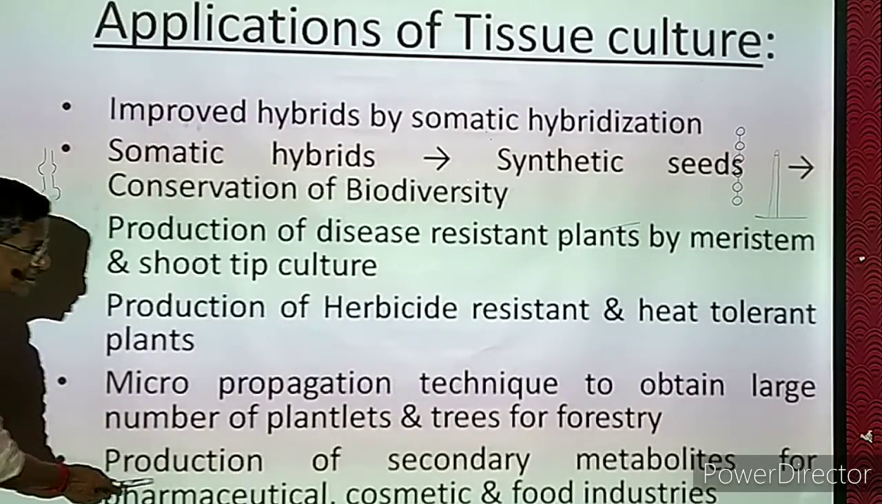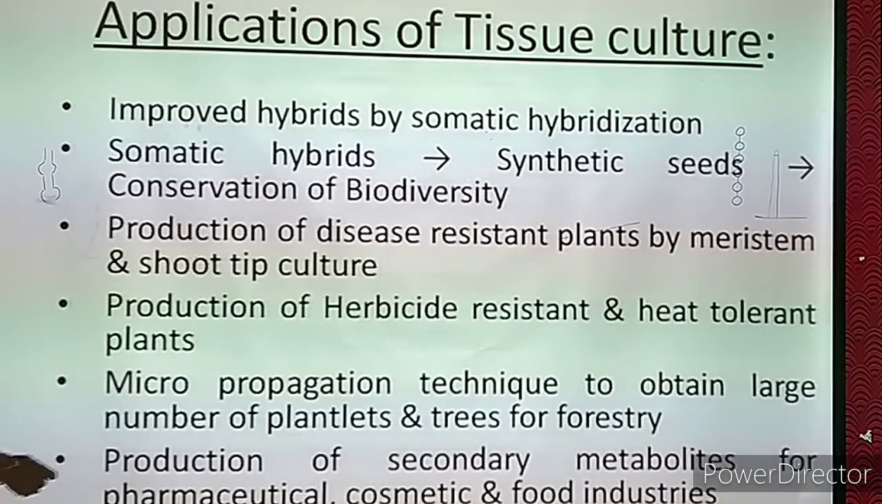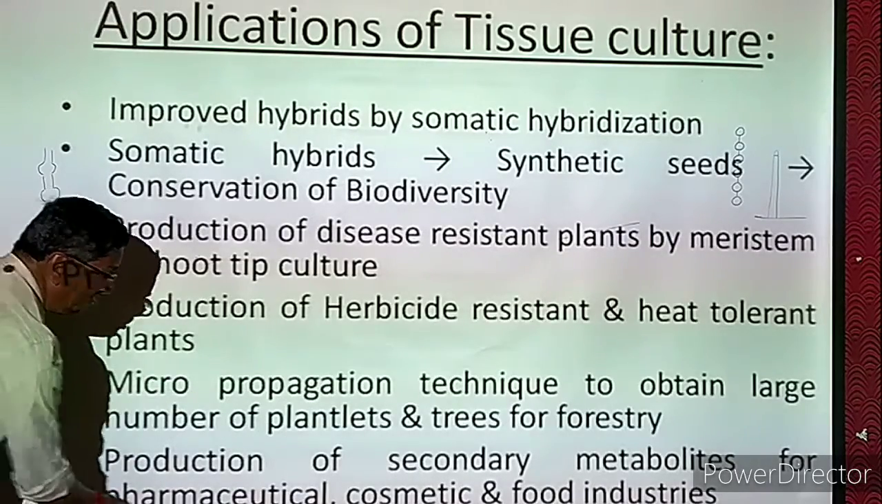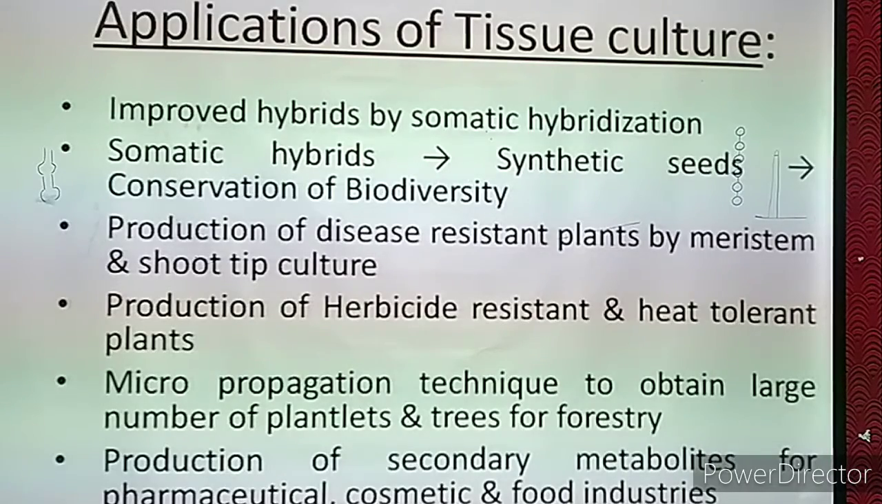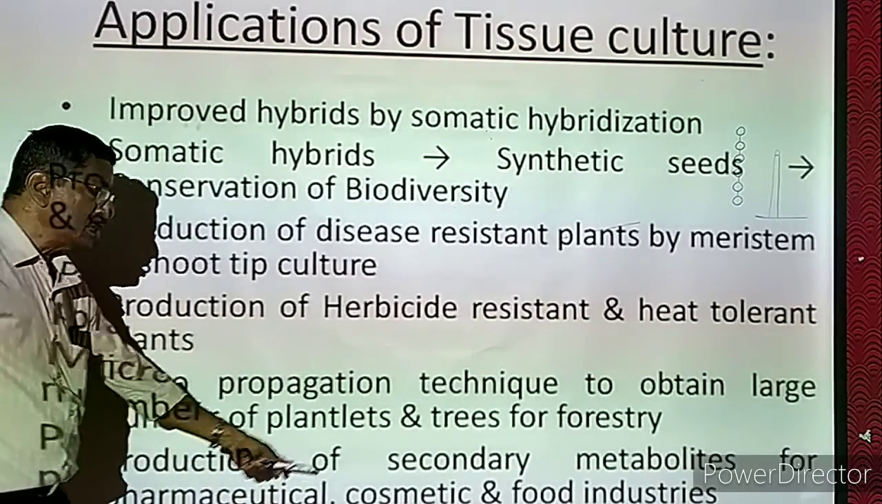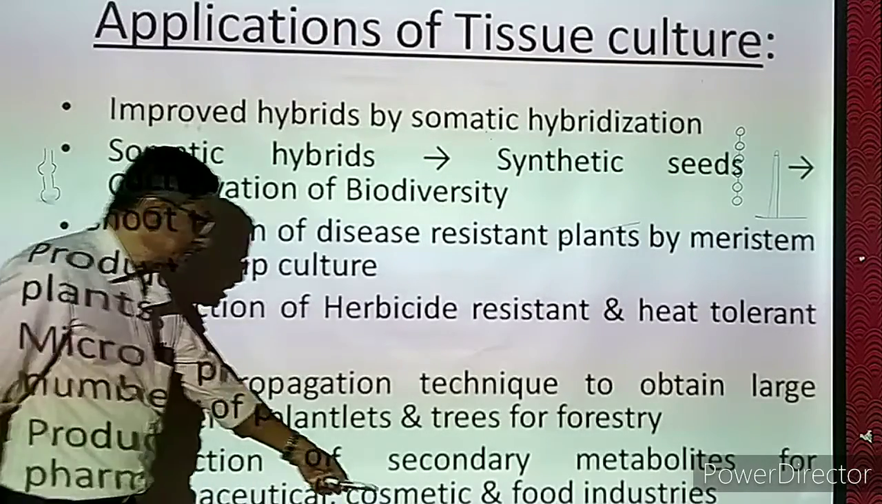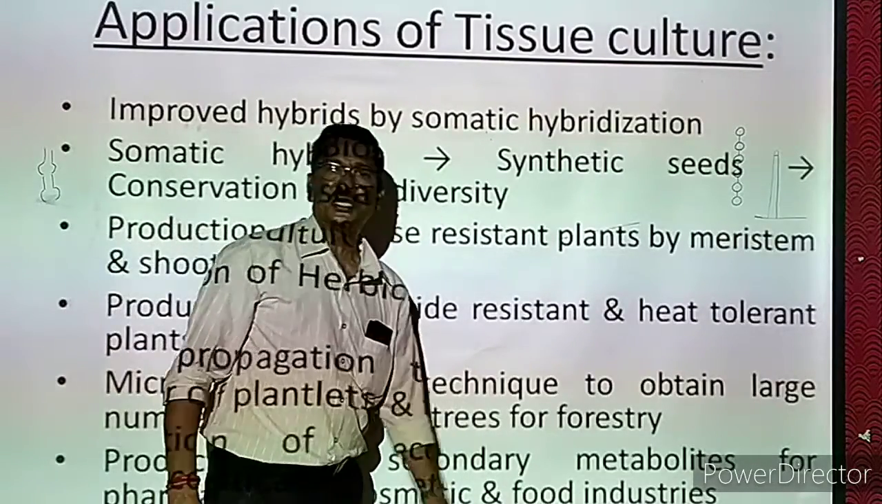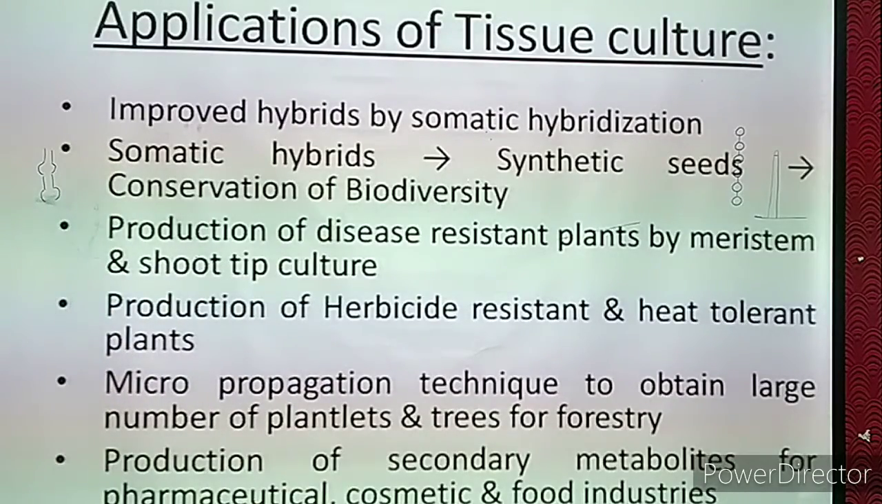Last point, production of secondary metabolite. Already we have seen the tabular column. There are certain byproducts by this technique, but the byproducts are not useful for the plant, but useful for mankind. The secondary metabolites are used for pharmaceutical means, medicine preparing companies. Cosmetics, all the face creams, lipsticks, everything. For that also secondary metabolites are there. Then food industry, some are used as a food supplement. For that also they are using this technique.